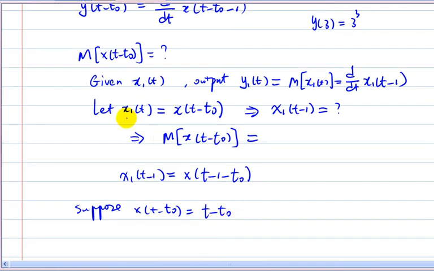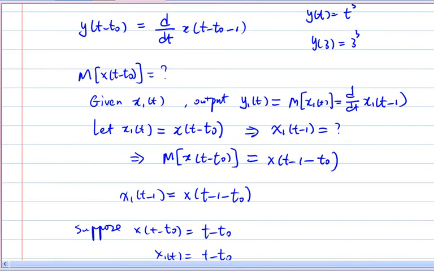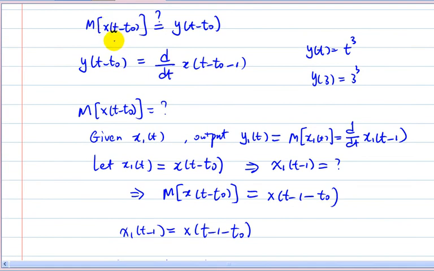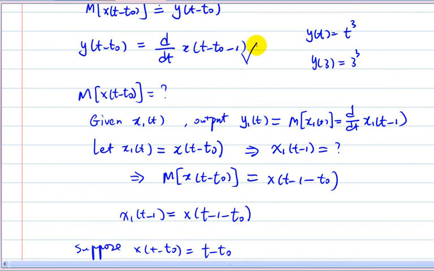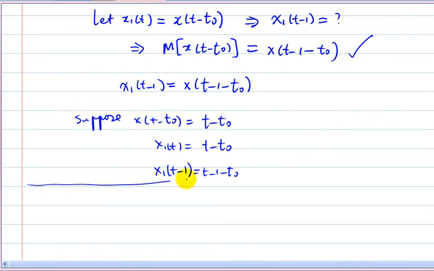According to my definition, I'm letting x1 equal to x of t minus t naught. So basically x1 of t equals t minus t naught. Then we're trying to find x1 of t minus 1. What you do is simply replace this t with t minus 1. So x1 of t minus 1 equals x of t minus 1 minus t naught, and that's essentially the left side of the time invariant equation. Then you compare the right side and the left side, which turn out to be the same. So you can conclude that this is a time invariant system.